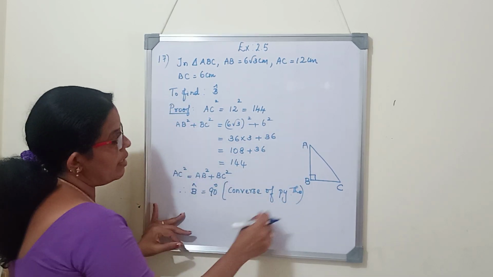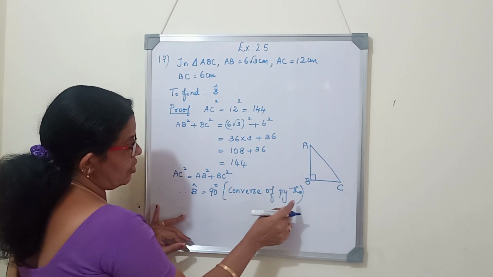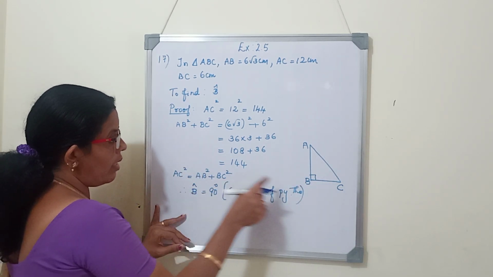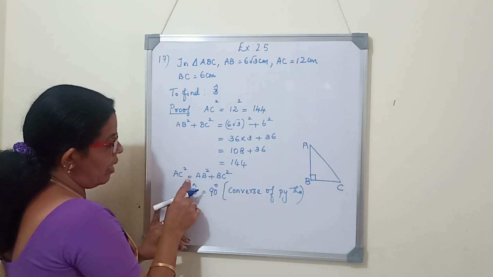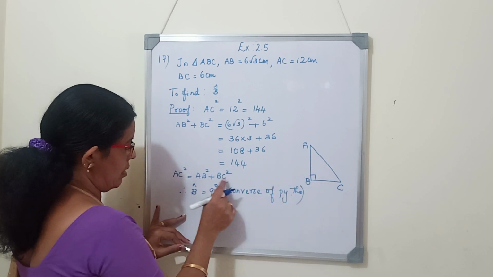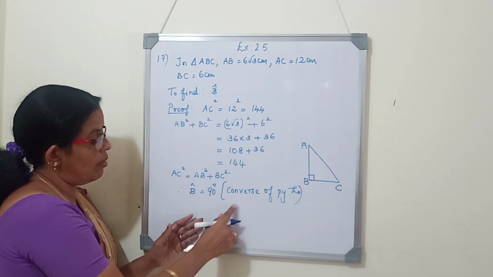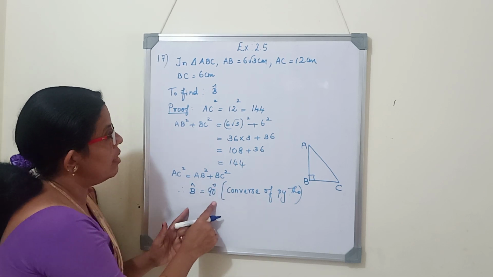The Pythagoras theorem states that in any right angle triangle, the hypotenuse square will be equal to the sum of the squares of the other 2 sides. Here we proved that the longest side square is equal to the sum of the squares of the other 2 sides. Then the angle between these 2 sides is the right angle. That is the converse of the Pythagoras theorem. So by the converse, angle B is 90 degrees.